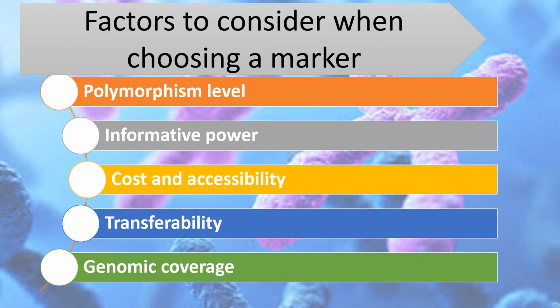Here are some factors to consider when choosing a marker. Polymorphism level. How much variation exists within the population being studied. Informative power. Ability to distinguish between different individuals or genotypes. Cost and accessibility, availability of technology and expertise to analyze the marker. Transferability. The marker can be used across different populations or species. Genomic coverage, how well the marker represents the entire genome.